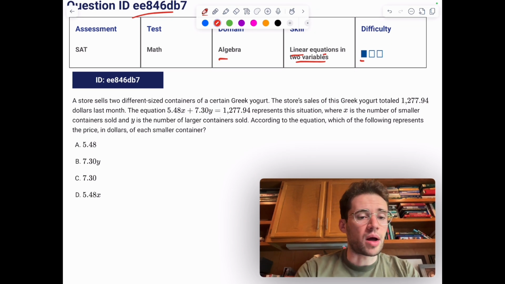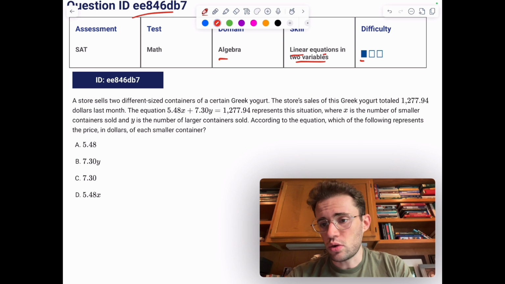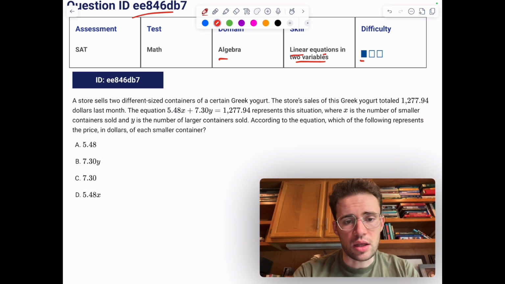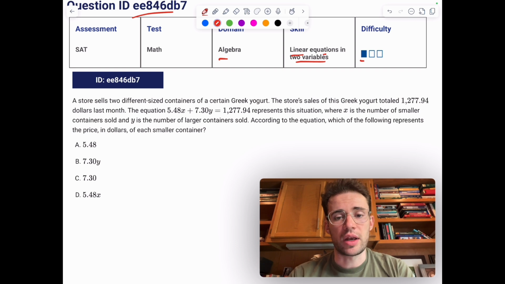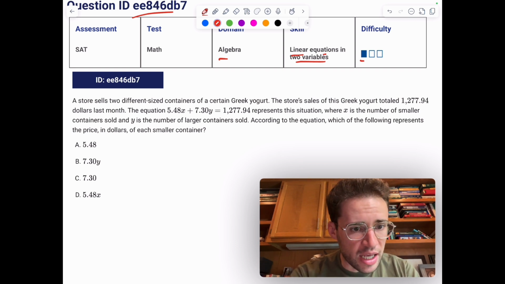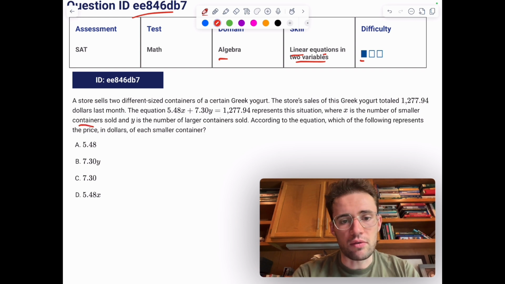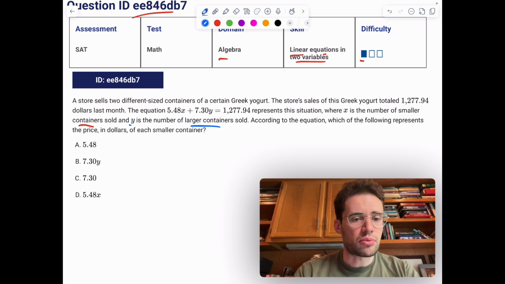So diving in, we have a word problem. It says a store sells 2 different sized containers of a certain Greek yogurt. The store's sales of this Greek yogurt totaled $1,277.94 last month. The equation 5.48x plus 7.30y equals 1,277.94 represents the situation where x is the number of smaller containers sold and y is the number of larger containers sold. According to the equation, which of the following represents the price in dollars of each smaller container?